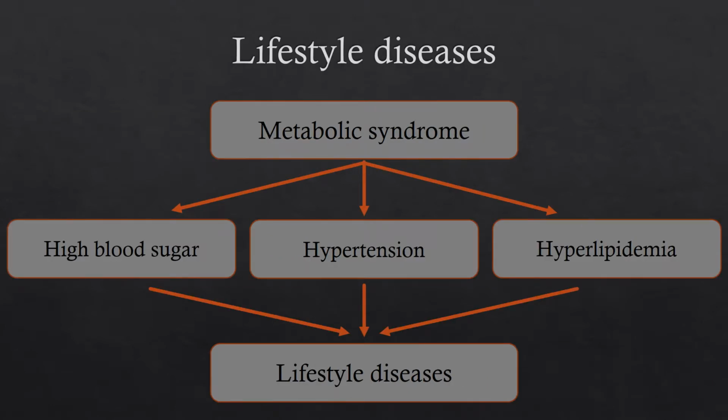Fourth, I will describe lifestyle diseases. Obesity is likely to cause metabolic syndrome. Metabolic syndrome is a state that causes various lifestyle diseases such as hyperglycemia, hypertension, and hyperlipidemia. Therefore, obesity has a risk of lifestyle diseases.